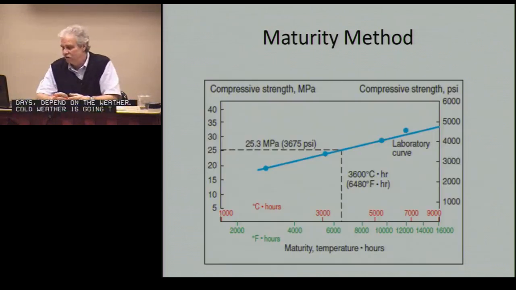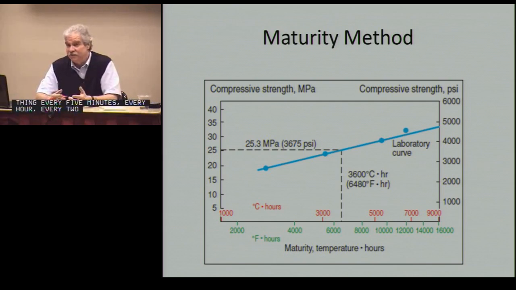And then you come back to your chart. You read your chart, and when there's around 6,500 degree Fahrenheit hours, you come up to your curve and come over to the side, and it's 3,675 pounds per square inch concrete. You can come up and read this every 5 minutes, every hour, every 2 hours, every 8 hours, every day, whatever you want.